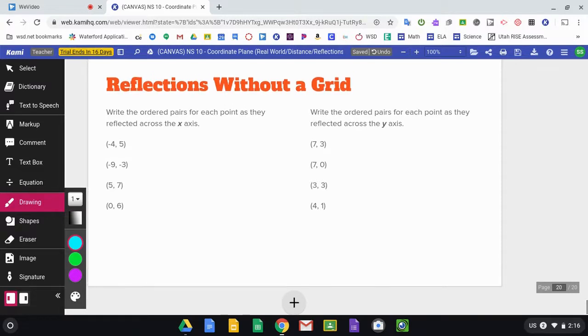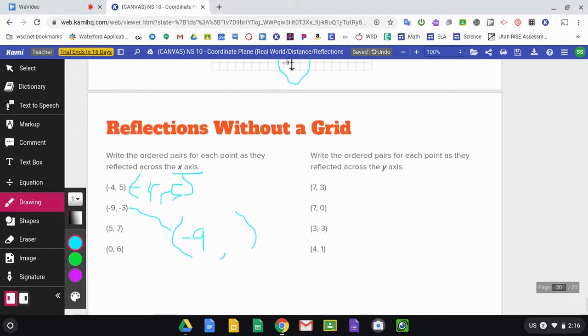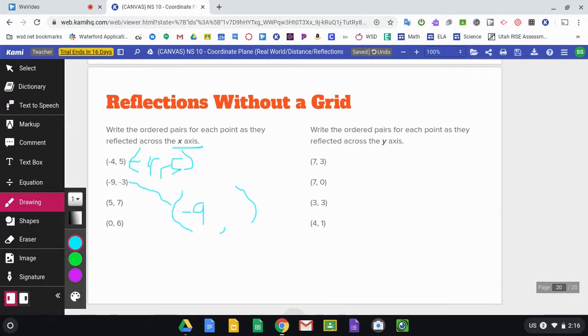Okay, I'm going to do 2 problems from each of these, talk you through them, and then I'm going to let you try. So remember the trick. If I go across the x-axis, x stays the same. Y becomes its opposite. So -4, 5, the x would stay the same, -4. Y would become its opposite, -5. Okay, this one, x stays the same, -9. Y becomes its opposite. Oh, and in earlier lessons you learned the opposite of -3 is +3. Okay, I'll let you do the other two.